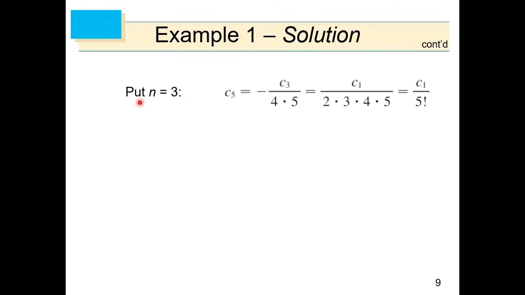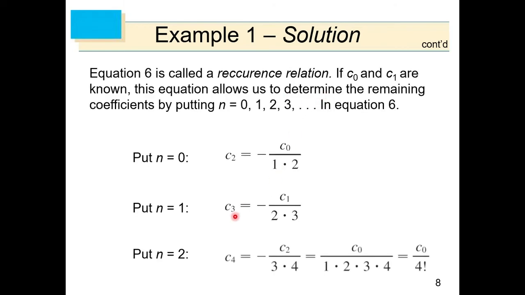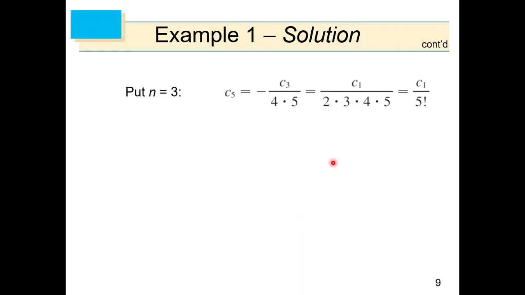Similarly, put the value n is equal to 3, we get c5 is equal to minus c3 upon 4 into 5. The value of c3 is equal to minus c1 upon 2 into 3, so minus minus plus c1 upon 2 into 3 into 4 into 5 is equal to c1 upon 5 factorial.